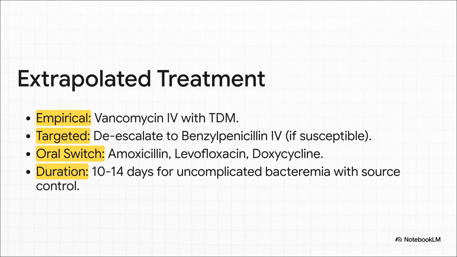A good framework to borrow from is the Dutch SWAB guideline for prosthetic joint infections. It gives us a logical plan. Start empirically with IV vancomycin with drug monitoring. If the AST shows it's susceptible, you can de-escalate to a high-dose continuous infusion of benzylpenicillin. When it's time for an oral switch, you've got options like amoxicillin, levofloxacin, or doxycycline. And for a straightforward bacteremia where you've got source control, 10 to 14 days of therapy is generally enough.